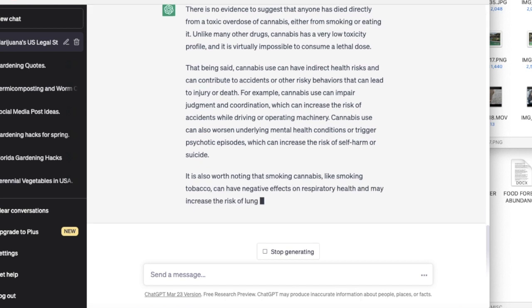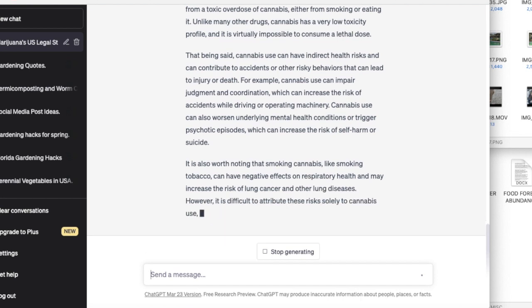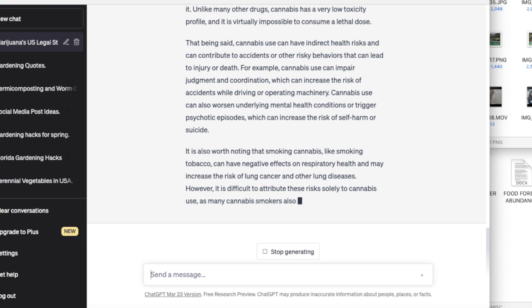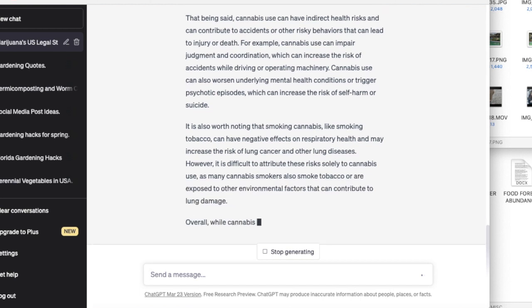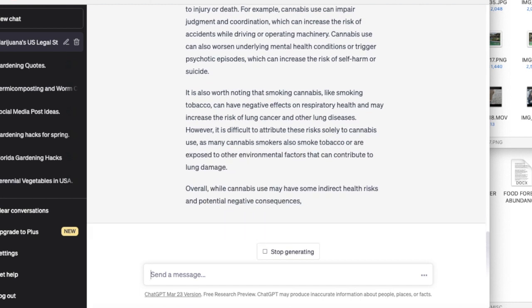Cannabis use also can worsen underlying mental health conditions or trigger psychotic episodes, which can increase the risk of self-harm or suicide. It is also worth noting that smoking cannabis, like smoking tobacco, can have negative effects on respiratory health and may increase the risk of lung cancer and other lung diseases. However, it is difficult to attribute these risks solely to cannabis use, as many cannabis users also smoke tobacco or are exposed to other environmental factors that can contribute to lung damage. Overall, while cannabis use may have some indirect health risks and potential negative consequences, there is no evidence to suggest that anyone has died directly from consuming cannabis in its various forms.